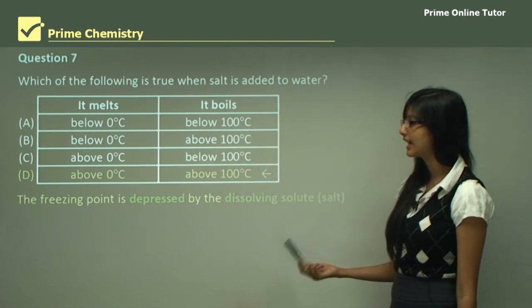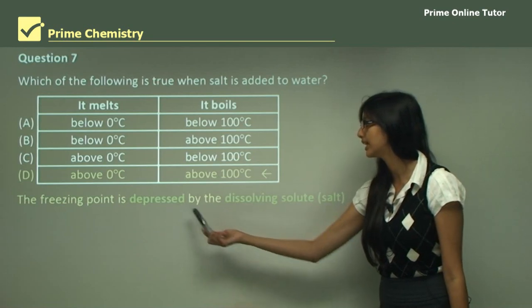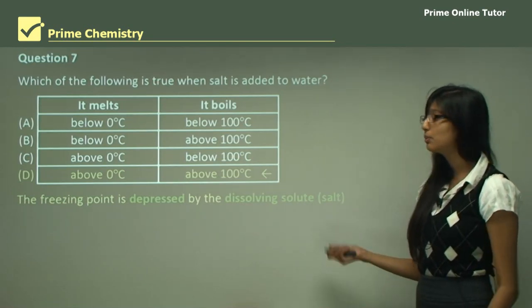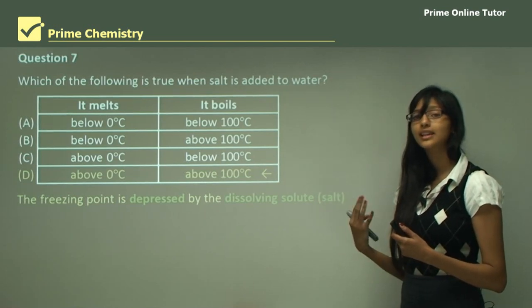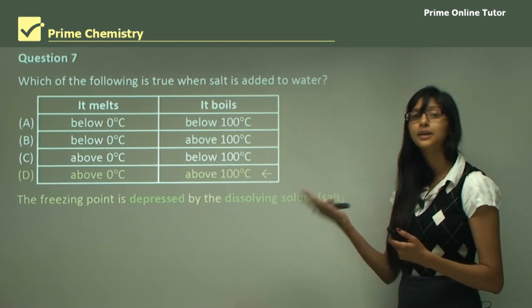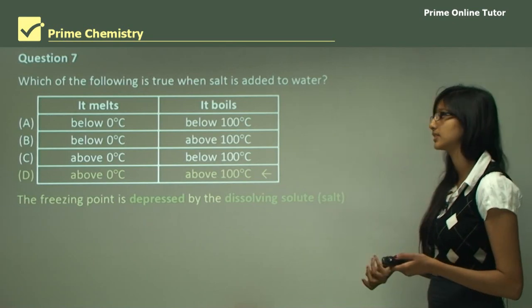Again, why is that the case? Because the freezing point is depressed by dissolving solute. So when we add salt to water, it lowers the freezing point of water. So that means water converts to ice at a much lower temperature than 0 degrees Celsius.